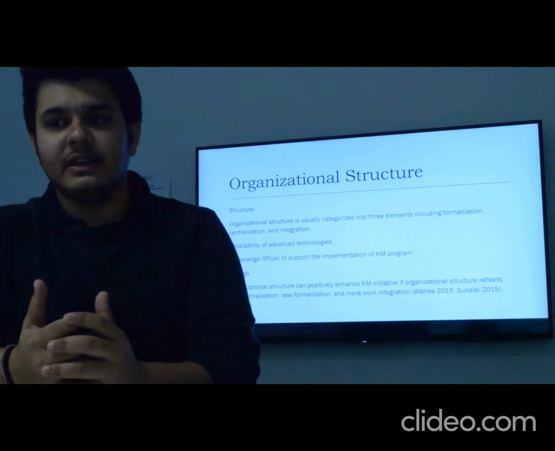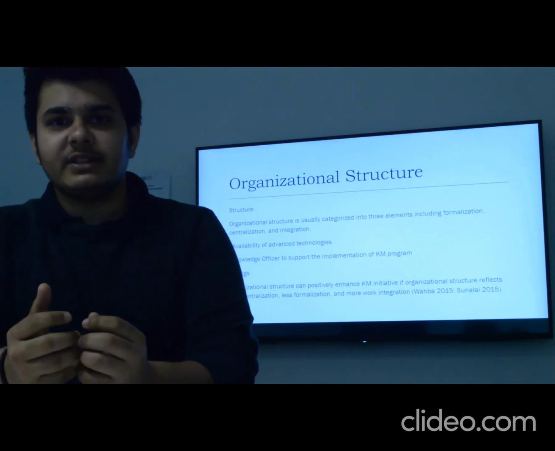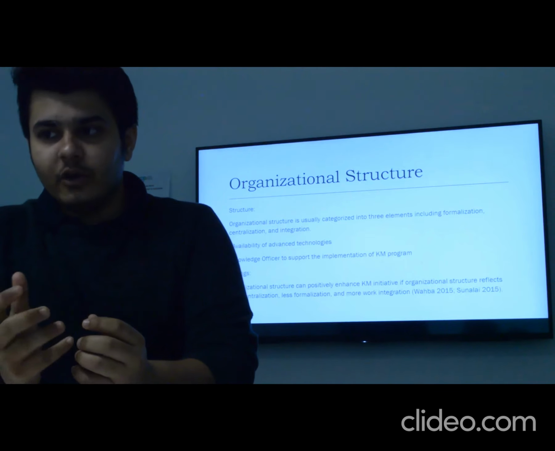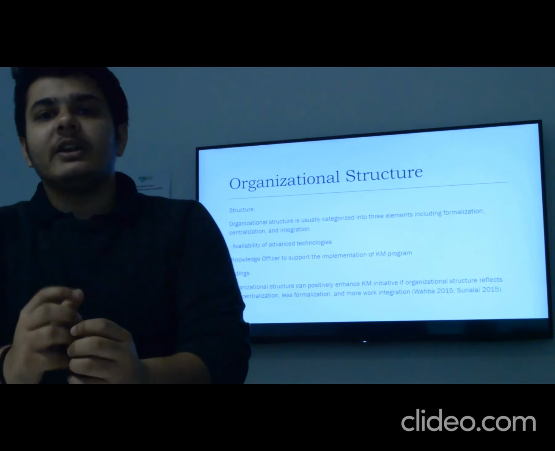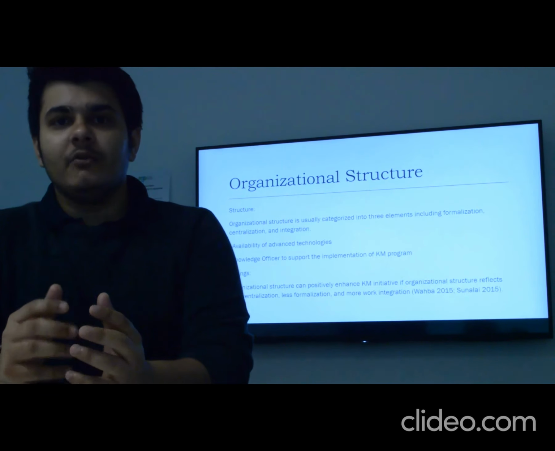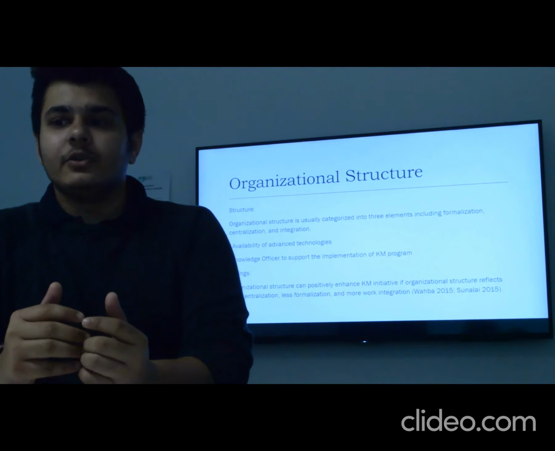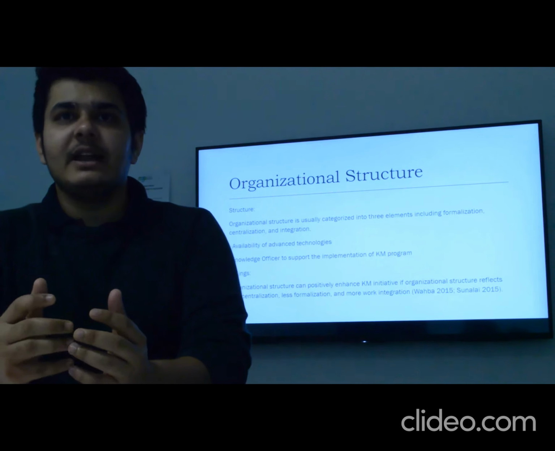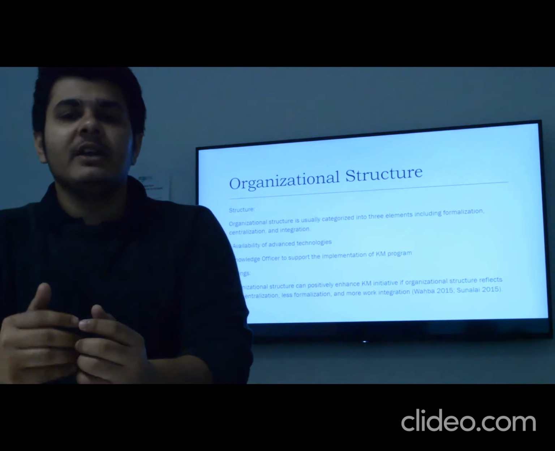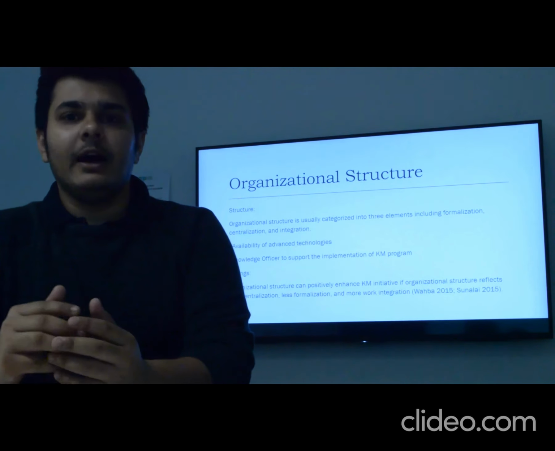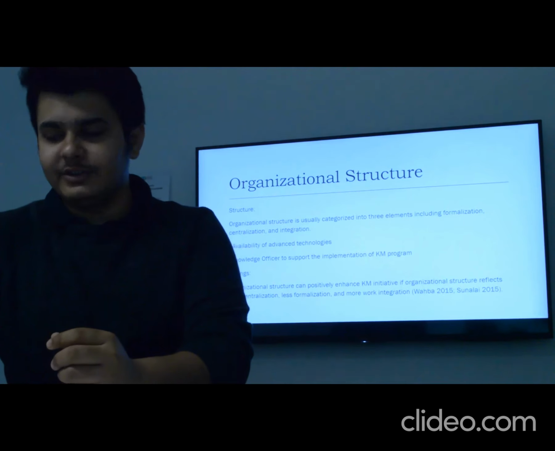The availability of advanced technology has also been added as a driver, and that can fit into the organizational structure. The knowledge officer is a new role in the organization. What the knowledge officer does is support the implementation of the knowledge management program. There are several other roles for the knowledge officer which can be defined by human resources as per the organization.